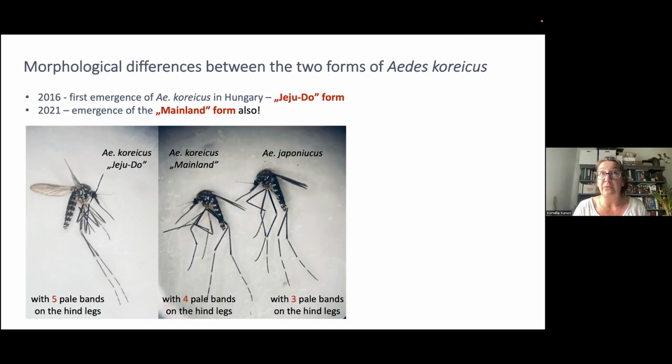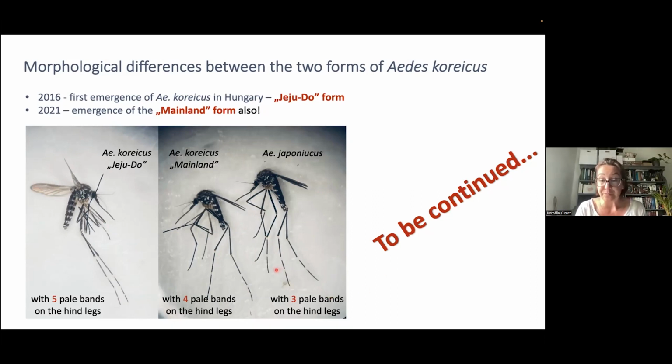But interestingly, we can catch both forms in the same trap. Also in ovitraps, we can find that both morphological forms emerged from eggs from the same ovitrap. So we really don't know what it means from the biological point of view. So it's a good topic to investigate further. But just to summarize the characteristics, you can see that they really look similar, both Japonicus, Koreicus, and of course the two forms of Koreicus.